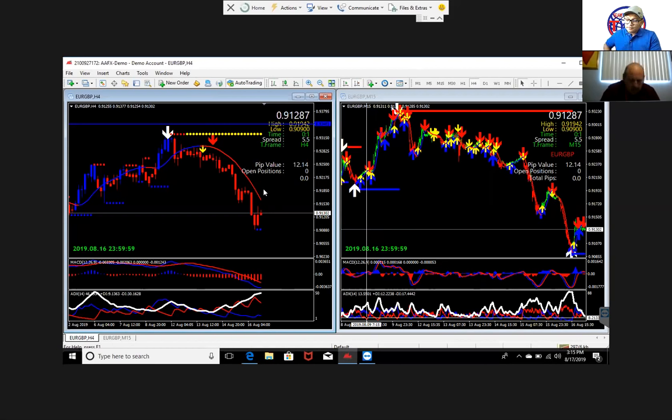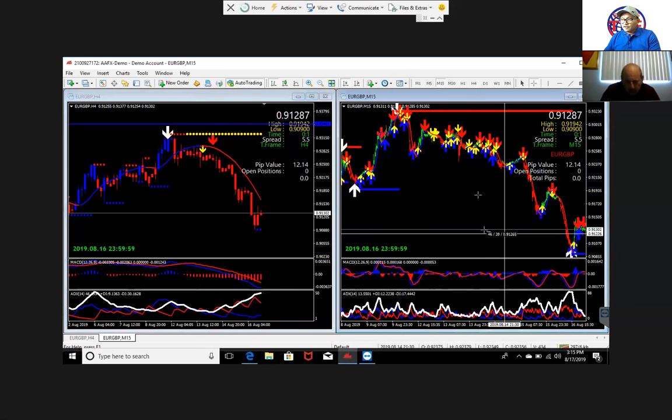Because if you enter blindly on the 4 hours, how confident are you going to be saying, okay, I just see the triple arrow, it's good? Who is telling me that this is 100% accurate? What if it's a pullback?